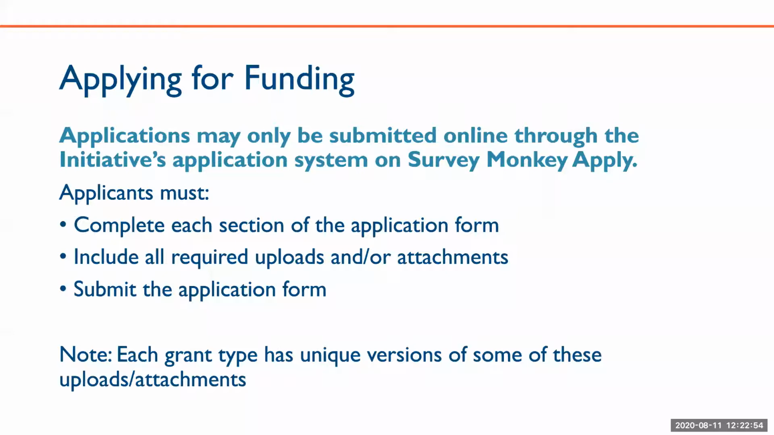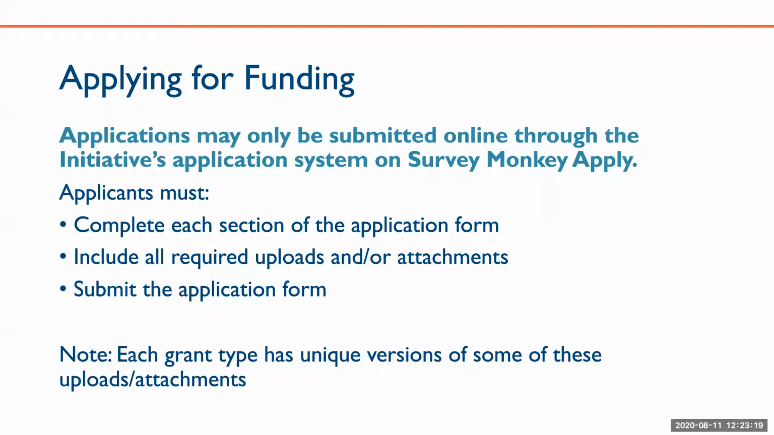Applicants must also include all required uploads, including a budget, budget narrative, timeline, partnership table, financial statements, and a foreign or domestic subrecipient questionnaire. Each grant type has unique versions of these requirements, which are all listed on the call for proposals and in the application. Examples of each of these requirements are available for download for your reference on the call for proposals.